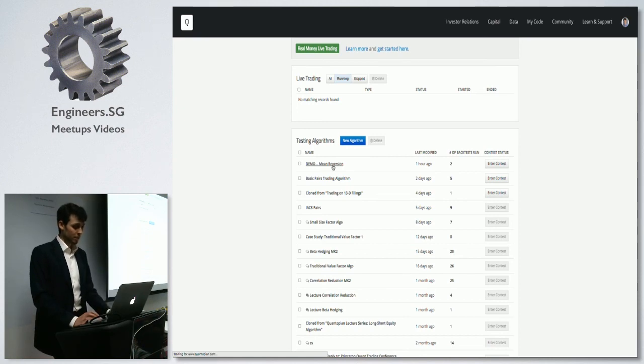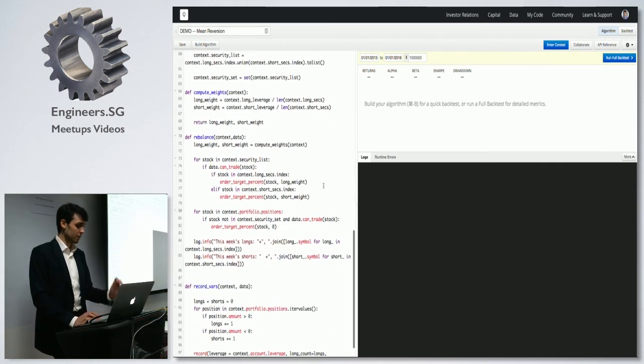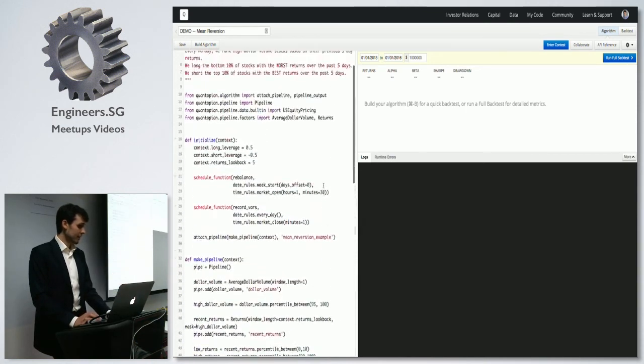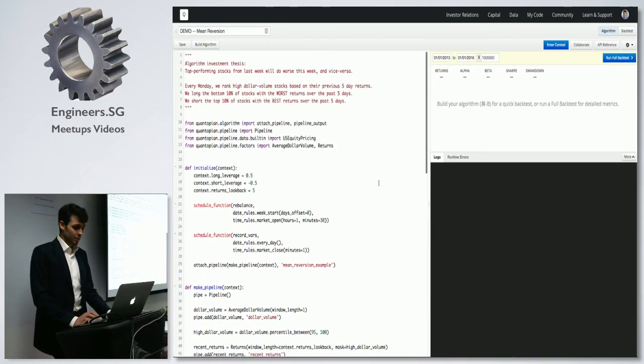But as an example, here is what an algorithm might look like. This is Python code that trades on the stock market and produces buy and sell orders depending on what the data is coming in. And then you can see how this performs over time historically. I'm not going to run a backtest right now because it takes a few minutes.